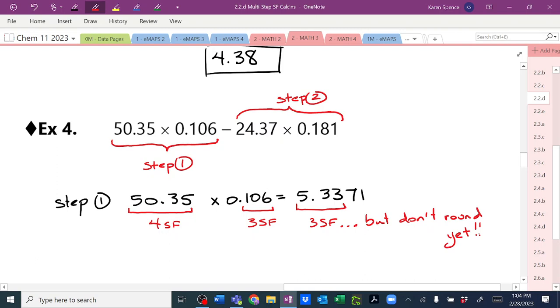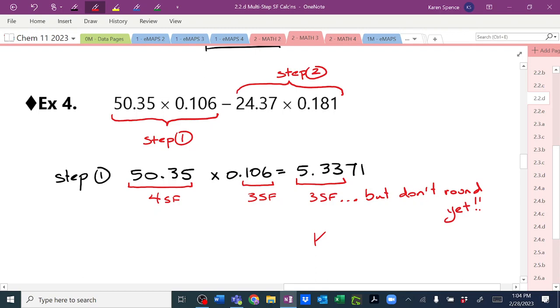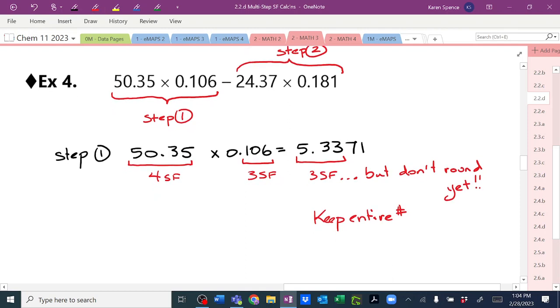Okay, keep that whole number. Keep the entire number. Step 2.